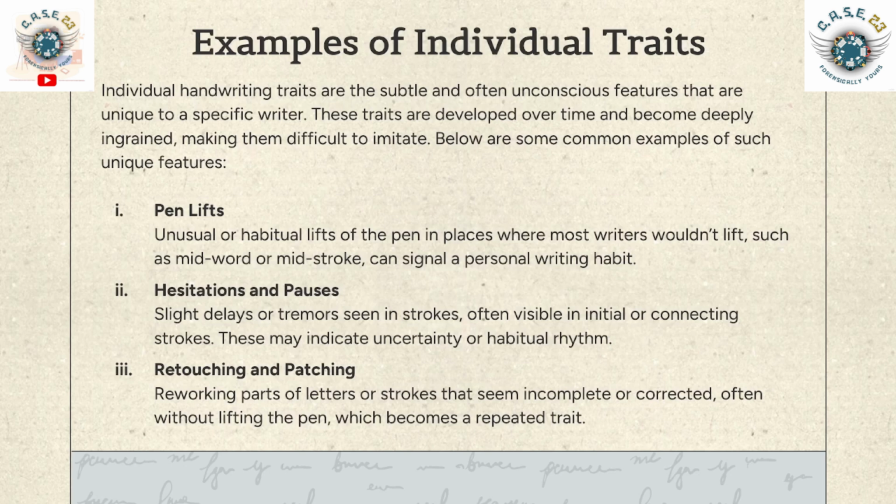And the third is retouching and patching. This one is quite interesting. Sometimes a writer will go back over a letter to fix or complete a stroke, but they do it without lifting the pen. Okay, let me give you an example. So if someone writes the letter D and feels like the loop is not right, they might loop around again while continuing the stroke. They will not lift the pen up. Now this becomes a regular habit and it turns into a reliable individual trait.